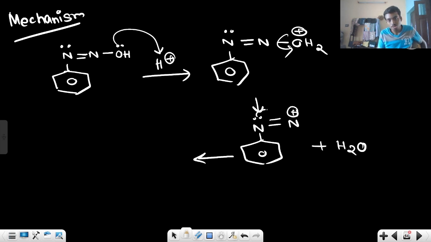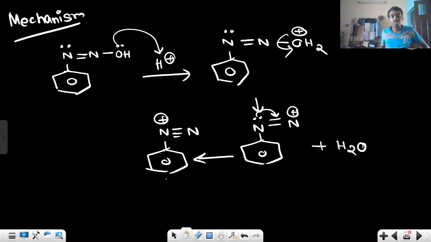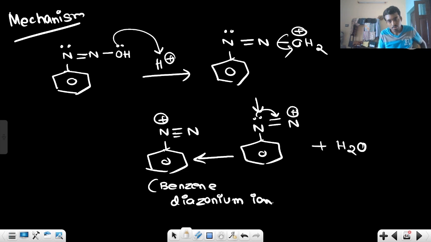So now this lone pair comes over here, so ultimately I am getting this, my benzene diazonium chloride. Is it clear how benzene diazonium chloride is formed? This is benzene diazonium chloride. Benzene diazonium chloride is not there, so I am not mentioning.